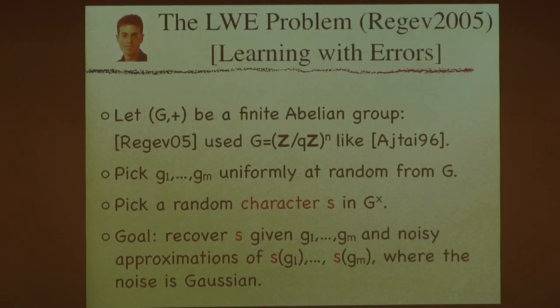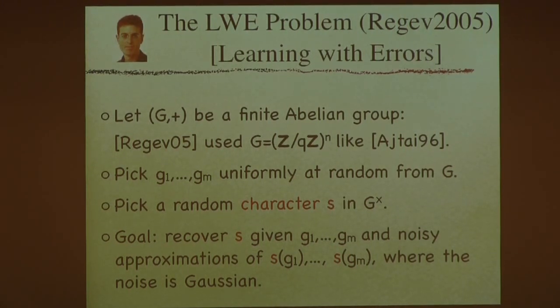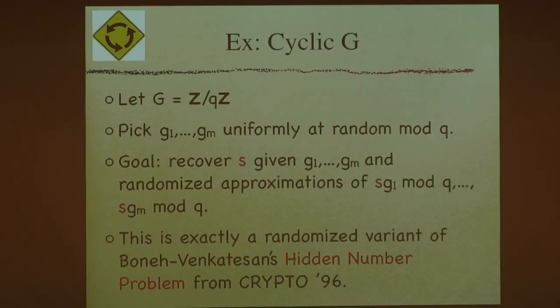So what is a noisy approximation? You're going to take each value and add some Gaussian noise. A lot of various distributions have been introduced in the past few years, but the initial distribution was the following. Take a Gaussian noise here. Okay. So this is not exactly the usual definition of LWE, but it's really equivalent. To make you more comfortable, let's take the simplest case. Let's take a cyclic group. If we take a cyclic group, it's going to be isomorphic to Z_q. So what does it mean here? It means that we're choosing m numbers g_i at random mod q, and you're asked to recover a secret number s, given the numbers g_i and a randomized approximation of the multiplications s·g_1 mod q, ..., s·g_m mod q.